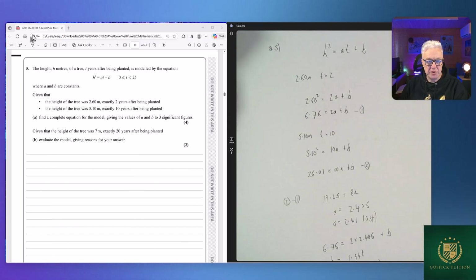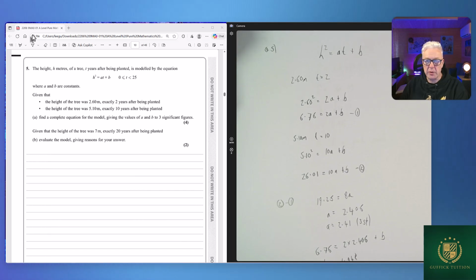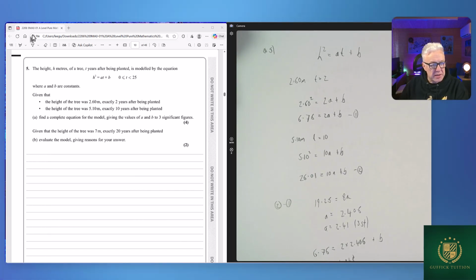Hello everyone, this is question 5 on paper 1 from Edexcel from 2022, and we've got a modelling question. It's a linear modelling question actually, modelling with straight lines.